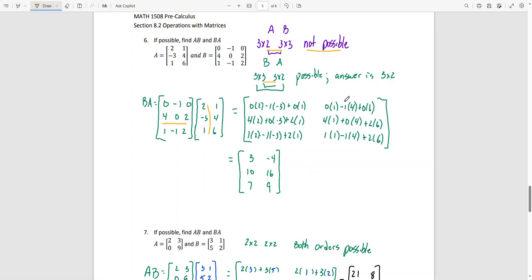And the second column, we can find the values as well. A negative 4, 4 and 12 makes 16. 12 minus 4 is 8, plus 1 makes 9.